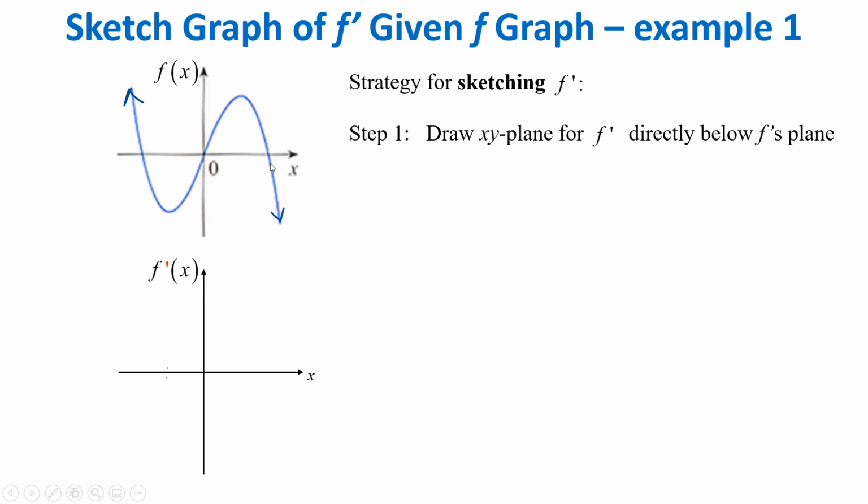The reason that we're doing this is because you want to line up all the x values in order to be able to effectively sketch the f prime graph of what's given to you.